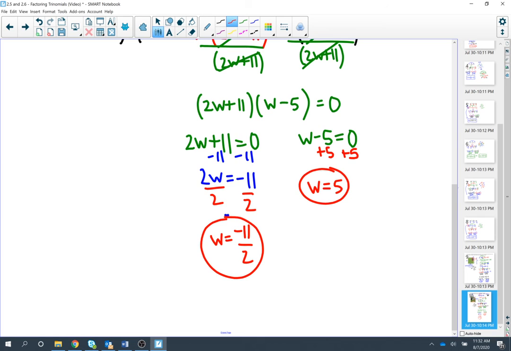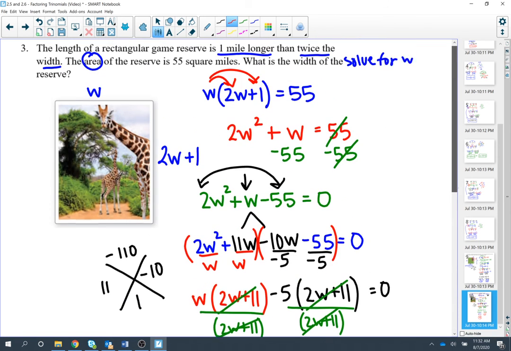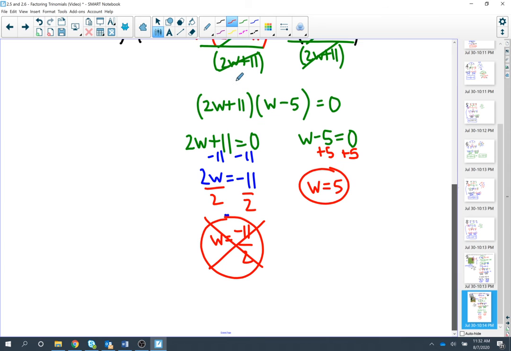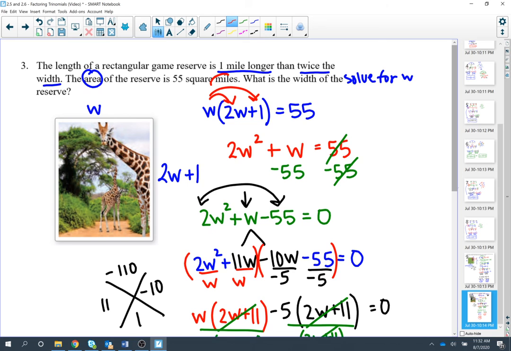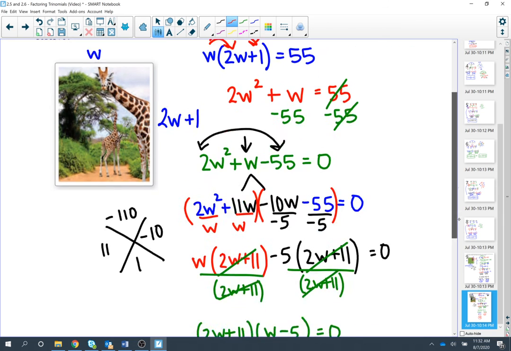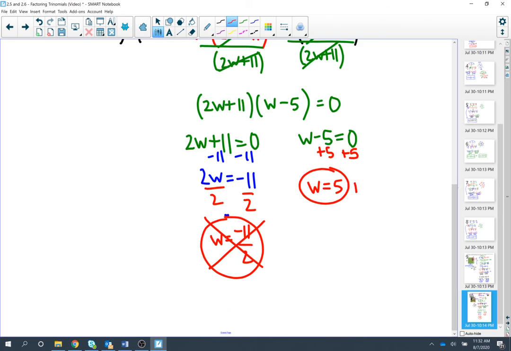Which one of these answers is invalid? Okay, you can't have a negative width of a game reserve. So yeah, that's a solution to the equation, but it's not a solution to the problem. So width equals 5, and then I'm going to go back up and look at my units here. We're dealing with miles. So what is the width of the game reserve? 5 miles. Don't forget your units. That I will yell at you about.